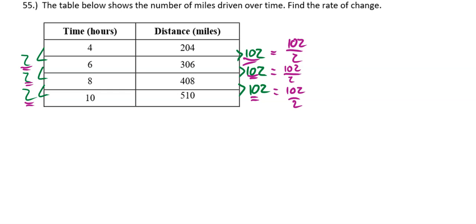Because if this isn't the same each time, in this case it is, it's 102 over 2 each time, which is 51. And so it's the same each time for this one. If it's not the same, then we can't identify a rate of change because this isn't a linear equation. So I've got 51 here, but then we also want to interpret that. It's 51 what? Well, that's miles compared to hours, so miles over hours, so miles per hour.